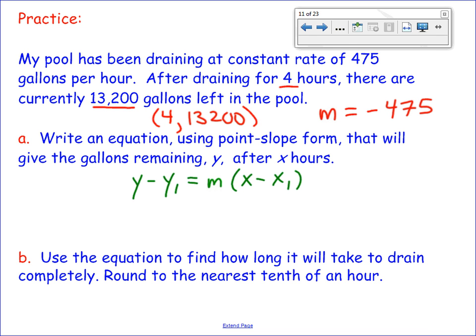Awesome. Now we're ready to go. We have everything we need. This is a one-step deal. Y minus y sub 1 equals m times quantity x minus x sub 1. What am I going to use for m? There's my negative 475. What are we going to use for x sub 1? We're going to use our 4. And what are we going to use for y sub 1? There's our 13,200. That's it. Done.